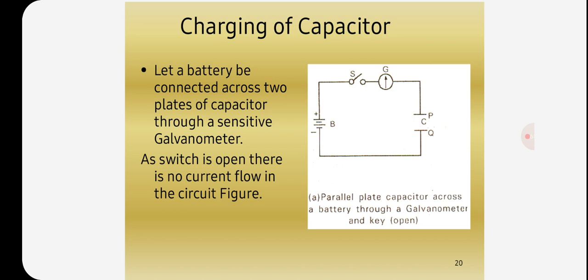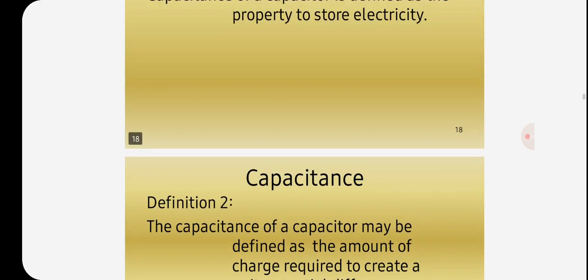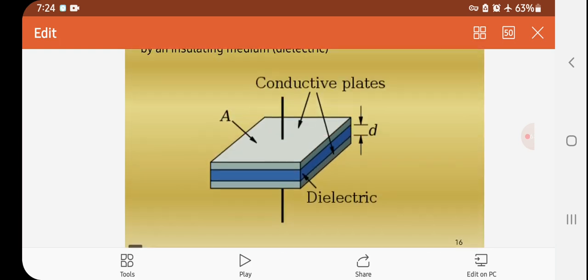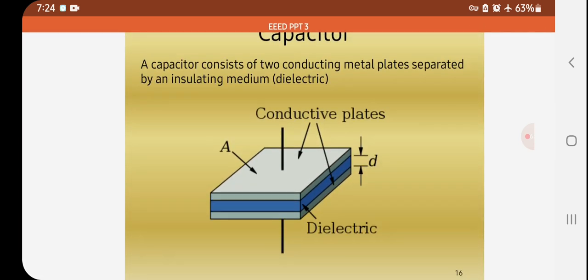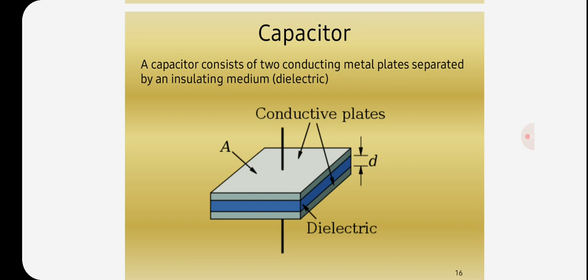So here the conducting materials are called plates of the capacitor and the insulating material is called the dielectric. The conducting plates may be in the form of either circular or rectangular shape.